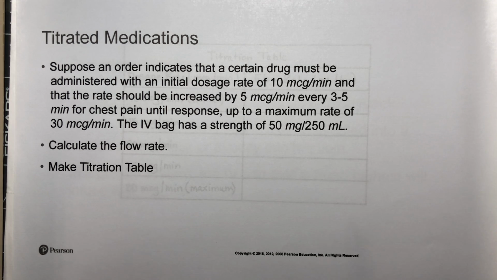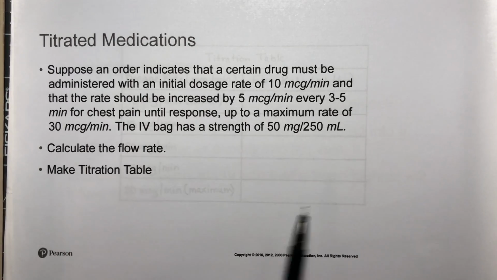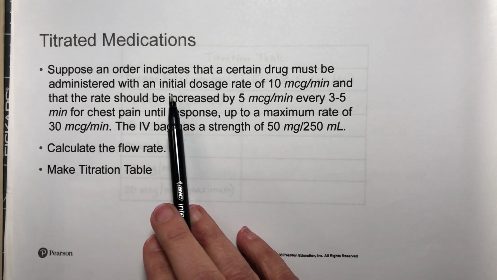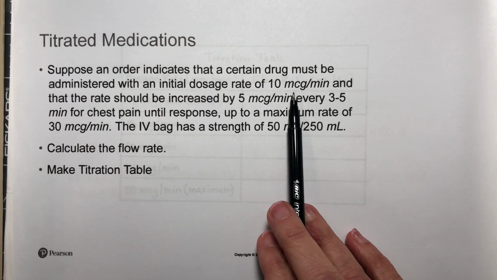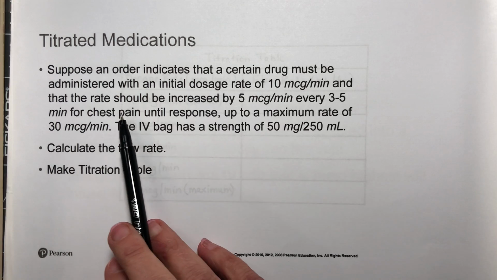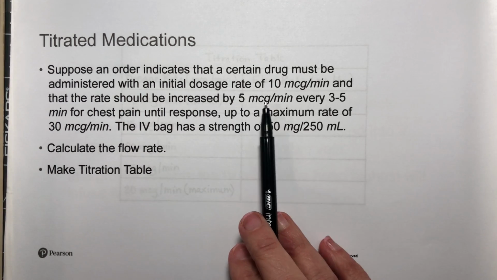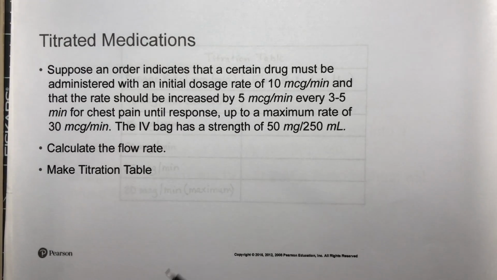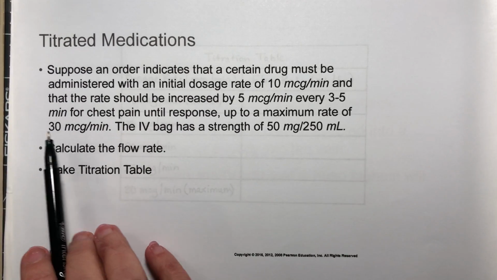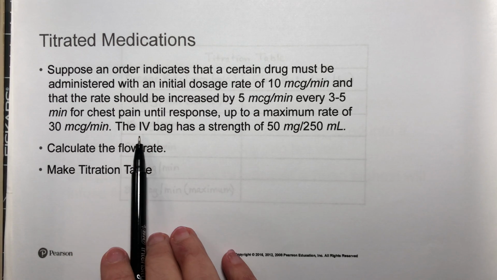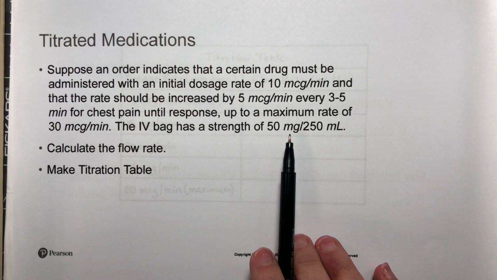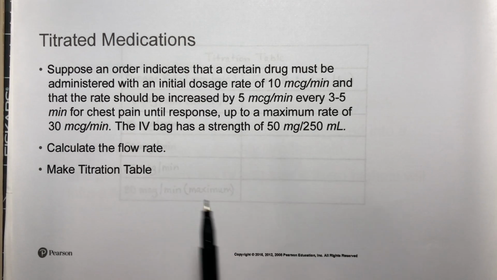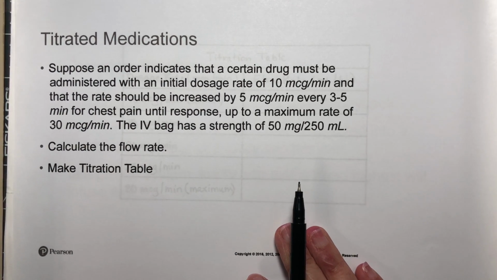So what we want to do here is first read through the problem. Suppose an order indicates that a certain drug must be administered with an initial dosage rate of 10 micrograms per minute, and that the rate should be increased by 5 micrograms per minute every 3 to 5 minutes for chest pain until there's a positive response, up to a maximum rate of 30 micrograms per minute. The IV bag has a strength of 50 milligrams per 250 milliliters. First of all, let's calculate the flow rate.